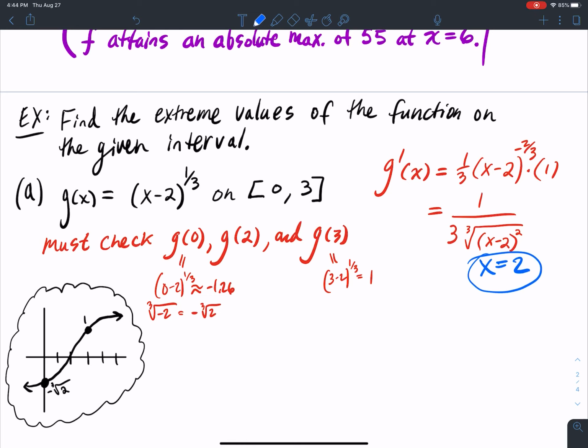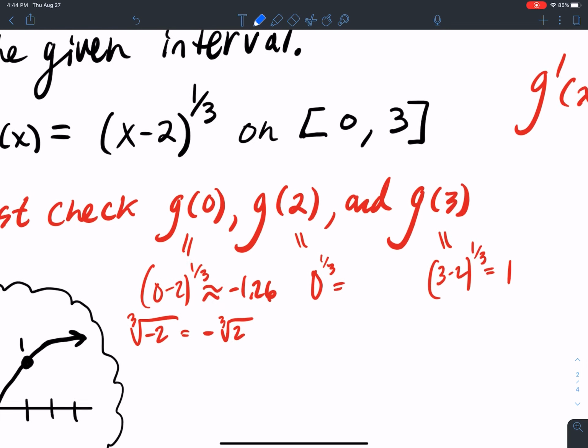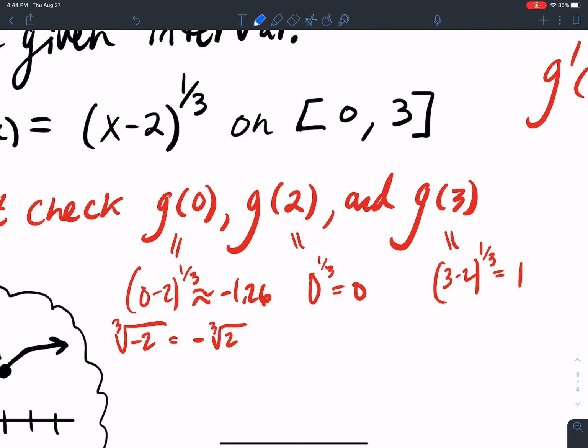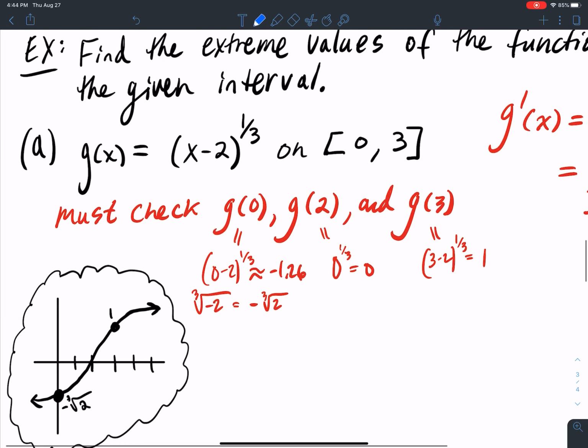And so I'm going to take that critical value, it's my only one, and I'm going to plug it in for g. And if I plug in 2 for g, what happens when I do 2 minus 2 to the 1/3? That's going to get me 0 to the 1/3, which happens to be 0, okay? And so where does 2 fall? 2 falls right in here.